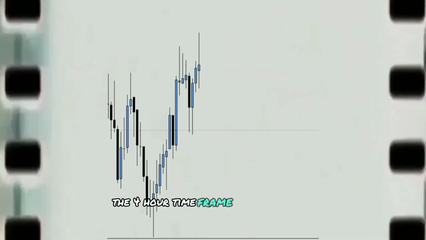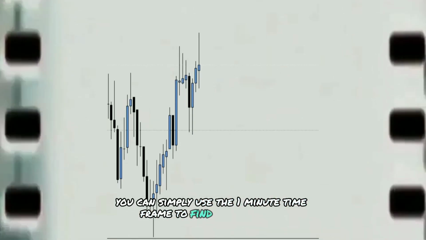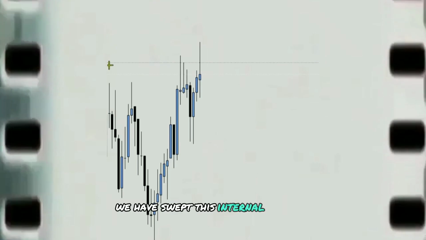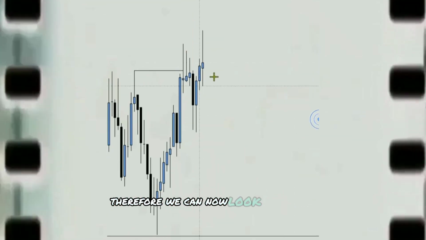You do not need to wait for the 1 hour time frame, the 4 hour time frame for a liquidity sweep. You can simply use the 1 minute time frame to find your liquidity sweeps. As you can see right here, we have swept this internal liquidity. Therefore, we can now look for short positions.